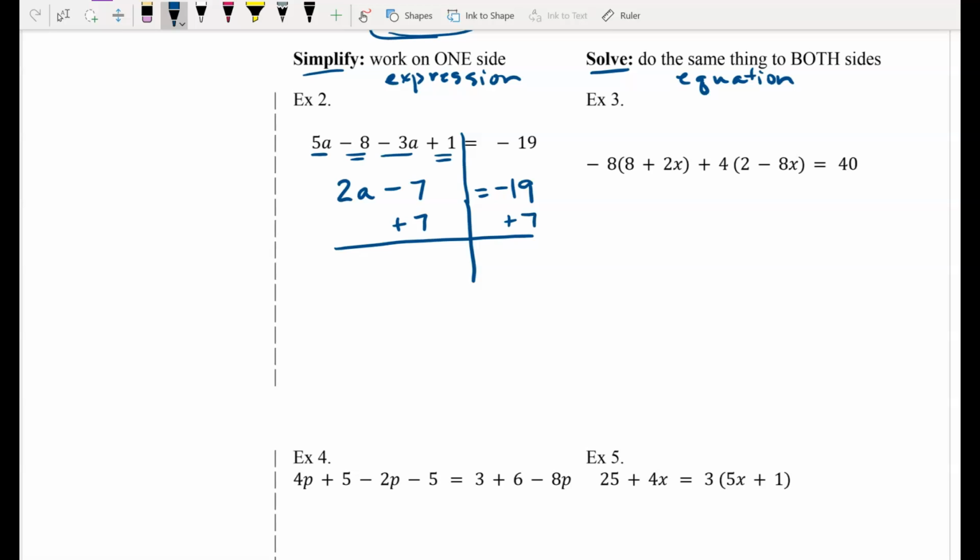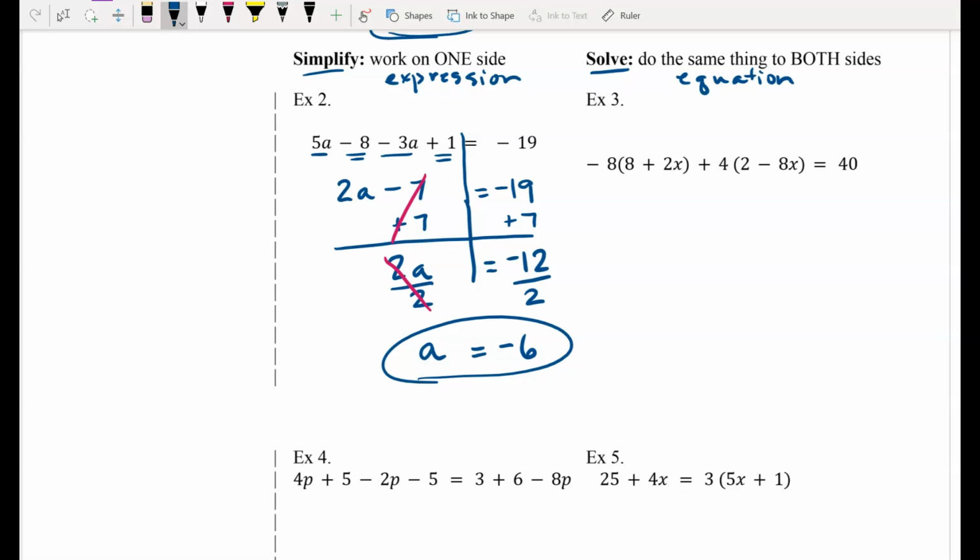I'm going to do the opposite sign there. So if I have a minus 7, I want to add 7, and that's going to zero out. I bring down my 2a, and negative 19 plus 7 is negative 12. Now I have 2 multiplied by a, so I'm going to divide by 2 on both sides, and those 2's are going to 1 out. 2 divided by 2 is 1a, which is what I want. And then negative 12 divided by 2 is negative 6. So this is my solution. I simplified the expression first, then I solved the equation.